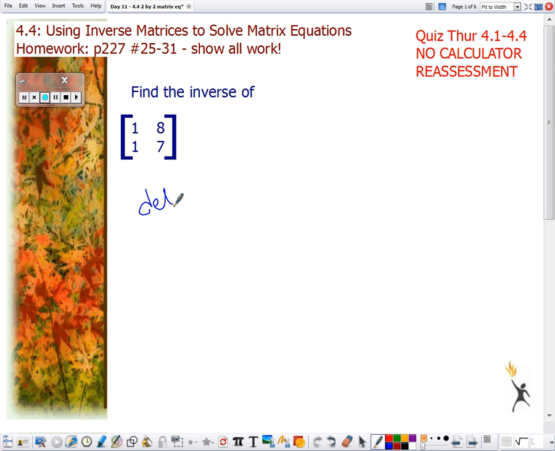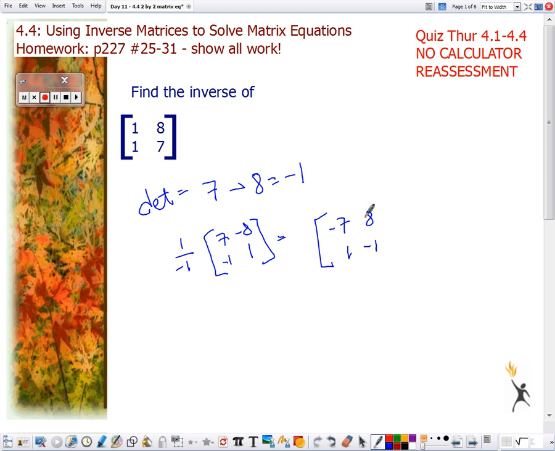First, I have to find the determinant, which is 1 times 7 minus 1 times 8, and that's negative 1. So the inverse is 1 over the determinant. Switch your first diagonal. Make the others negative. And then distribute your determinant to each piece. So your final answer should be the matrix negative 7, 8, 1, and negative 1.